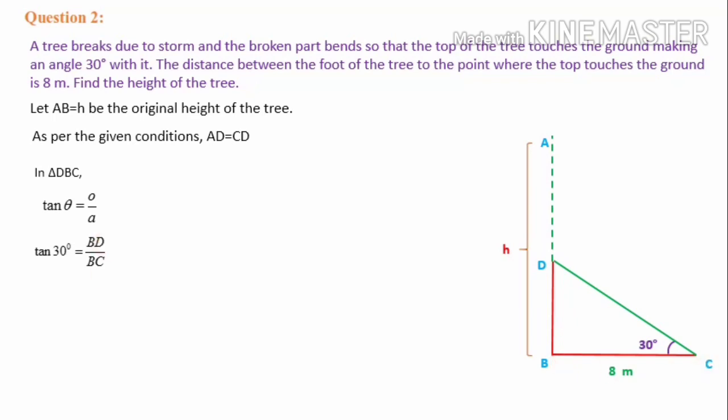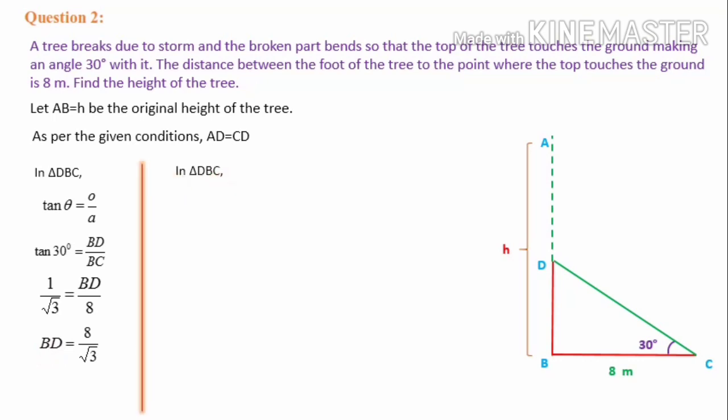So BD by BC. Tan 30 we know, that is 1 by root 3 is equal to BD by BC, we have from the diagram, that is 8. Let's cross multiply it. BD is equal to 8 into 1. So 8 into 1 is 8. So the left side becomes 8 by root 3. That is here 8 by root 3 equal to BD. Right side is BD.